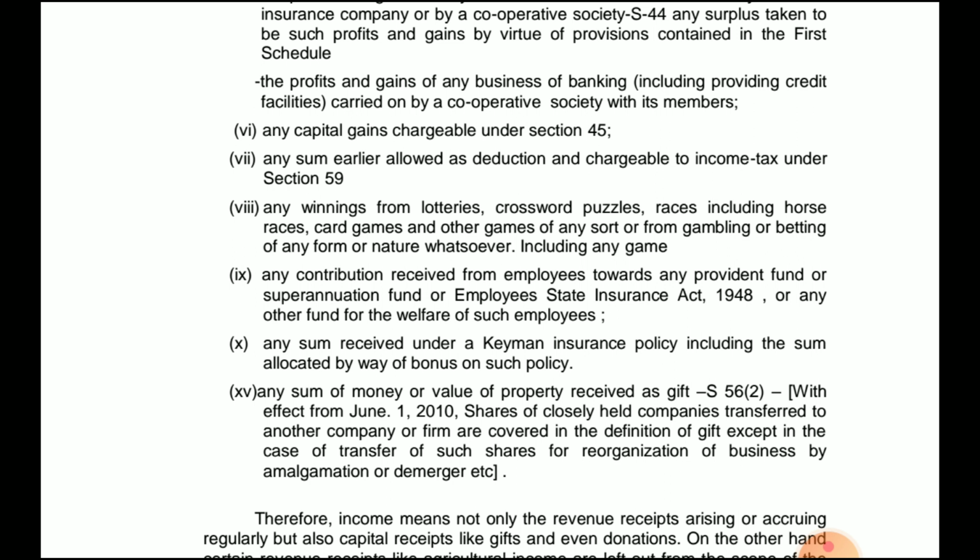Not only can gifts be physical assets, they can be shares, debentures, or mutual funds. When you transfer property in the form of these, those are also treated as income as per section 56 subsection 2 of the Indian Income Tax Act.